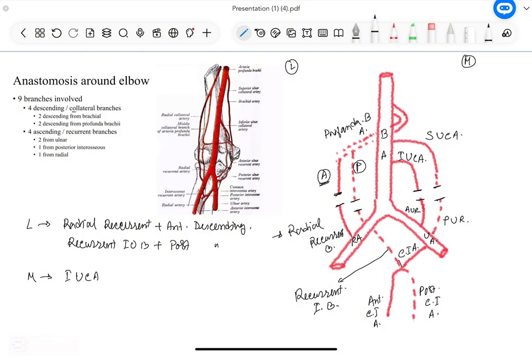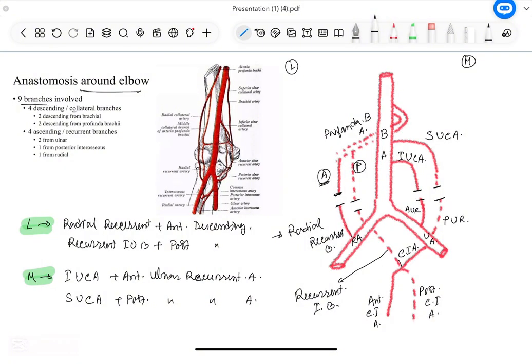So let's first start. Anteriorly there will be the inferior ulnar collateral artery. I am writing in shortcut. It makes anastomosis with the anterior ulnar recurrent artery, and the superior ulnar collateral artery will be behind the medial epicondyle, making anastomosis with the posterior ulnar recurrent artery. So laterally in front and behind there is anastomosis, and medially also, in front and behind of the medial epicondyle, there will be anastomosis.